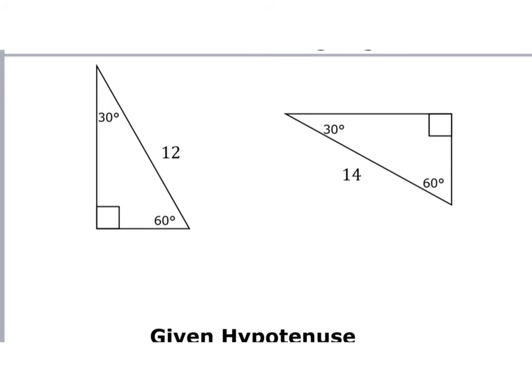All right, sometimes you're starting with the hypotenuse, right? So in each of these we can see I'm starting here with the hypotenuse. Okay? If my hypotenuse is 12, what is my short leg? 6. What's my long leg? 6 radical 3. Okay? If my hypotenuse is 14, what's my short leg? 7. What's my long leg? 7 radical 3.